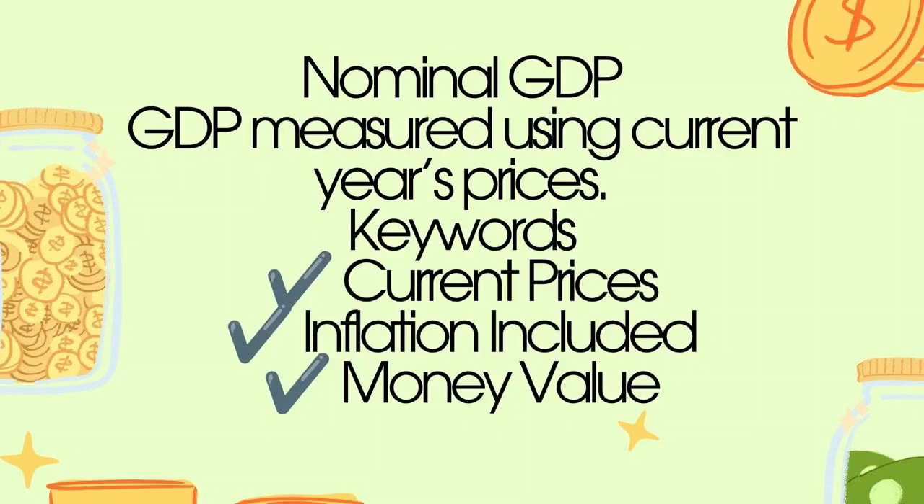Now your question would be, what is nominal GDP? Nominal GDP is the value of final goods and services measured at current year's prices. So it includes the effect of inflation. If prices increase, nominal GDP may rise even if production remains the same. The memory trick is: nominal means now prices, or inflated prices.